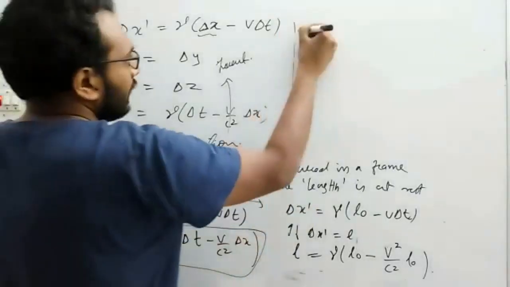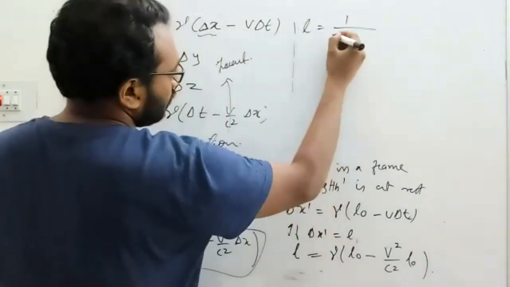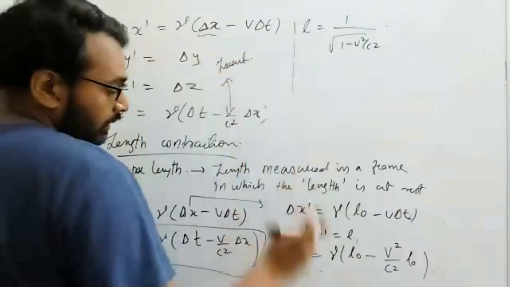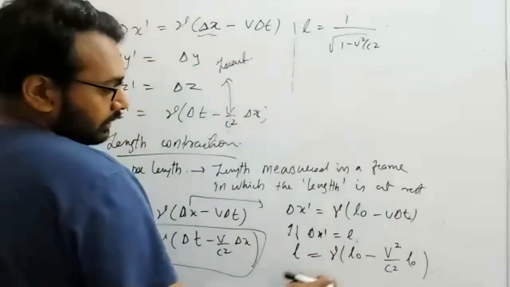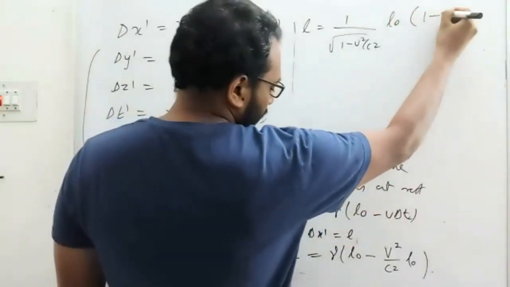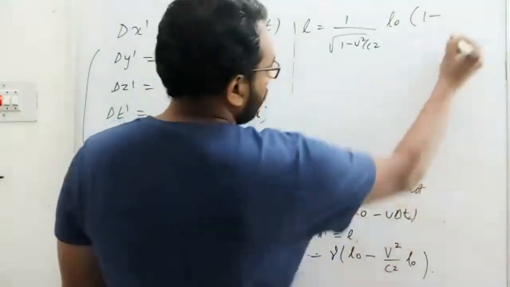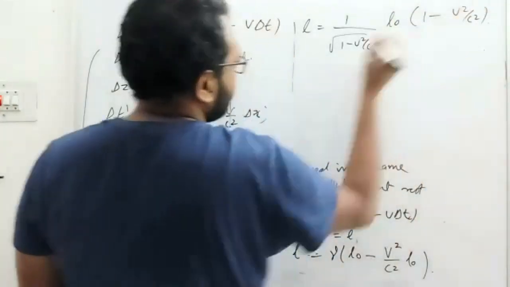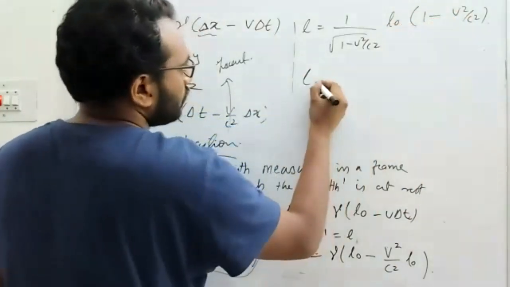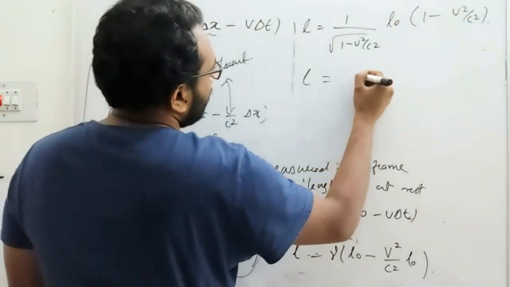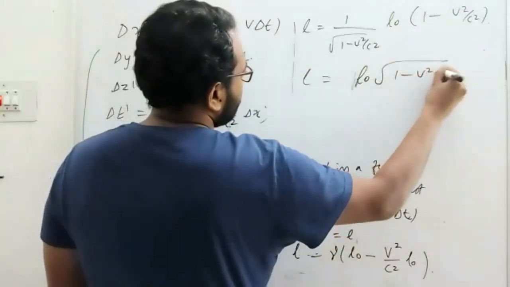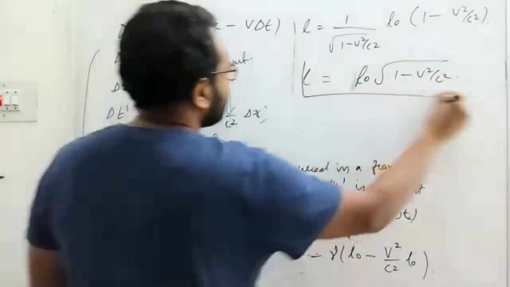So this means L equal to 1 by square root of 1 minus v square by c square. This is gamma, and you can pull this L0 outside, and this is 1 minus v square by c square. Right? This is the square of this term. So if you just solve, you see that L is equal to L0 into square root of 1 minus v square by c square. This is known as length contraction.